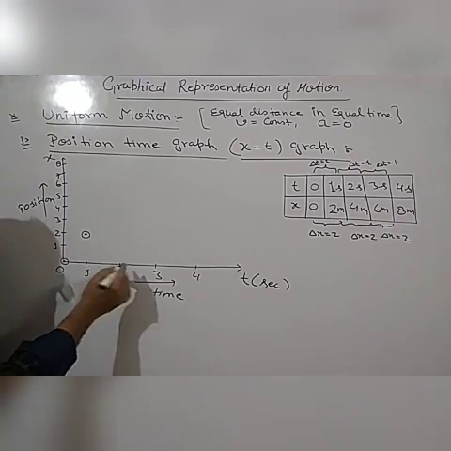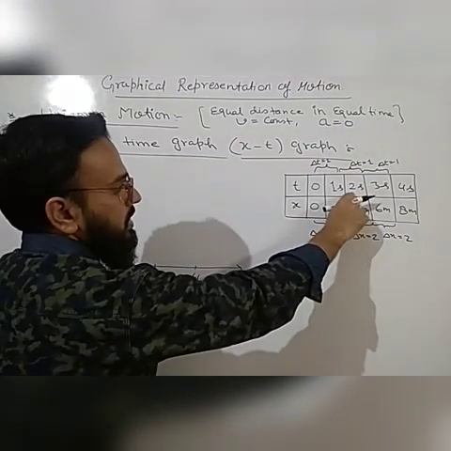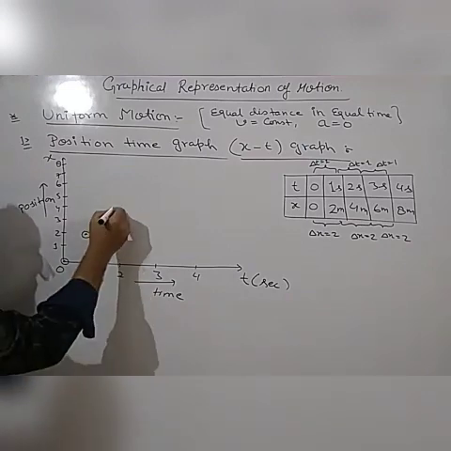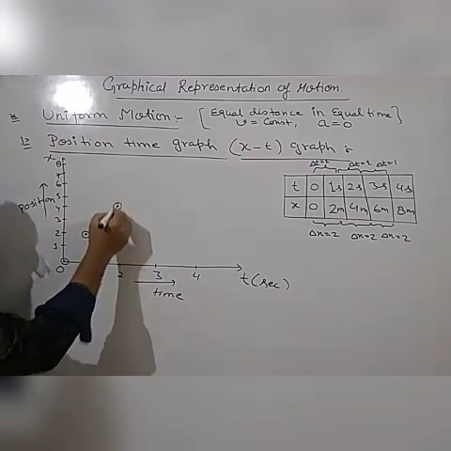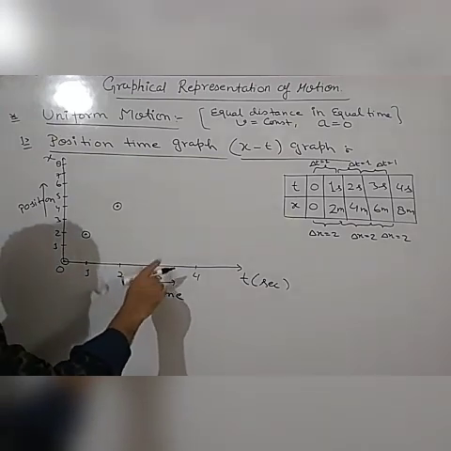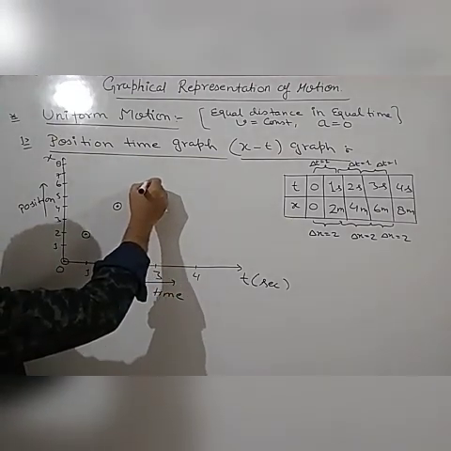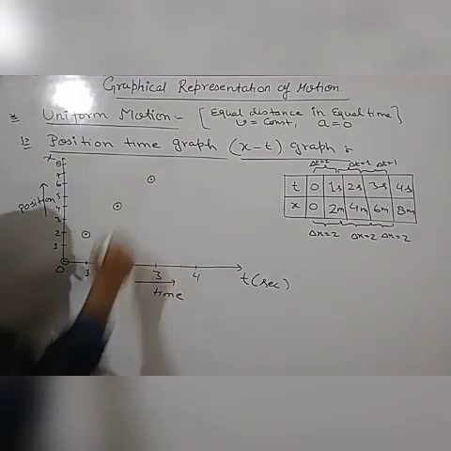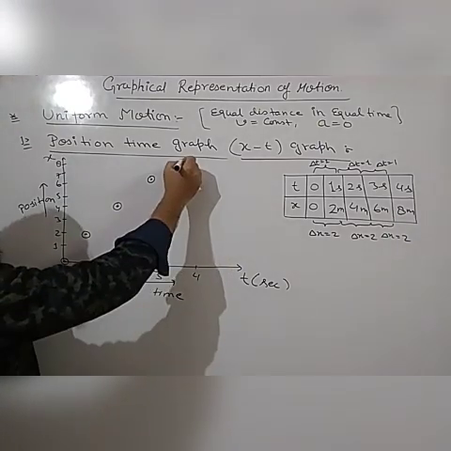Then the third coordinate will be 2, 4. At t is equal to 2 second, displacement is 4. That means the point will be 2, 4. It may be here. This is 2, 4. Next coordinate will be 3, 6. 3 and this will be 6. At t equal to 3, we will move a distance of 6. And at 4, the distance is 8.